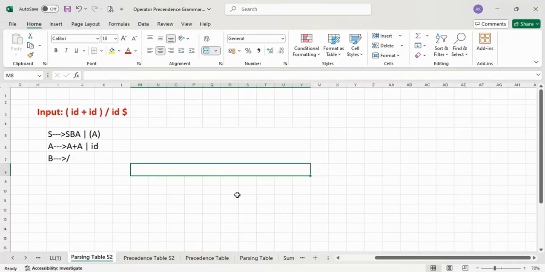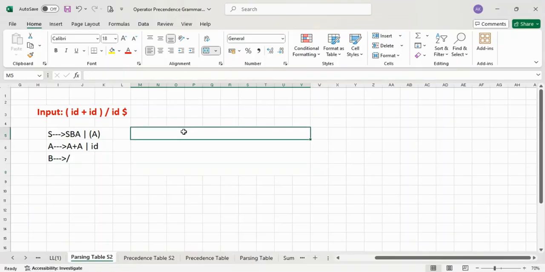So let us start with the concept of operator precedence parser. Let us solve the numerical which is visible on the screen. The steps which are required to solve an operator precedence parser is, the first step is to check whether the given grammar is an operator grammar or not. I repeat, the first step is to check whether the given grammar is an operator grammar or not.